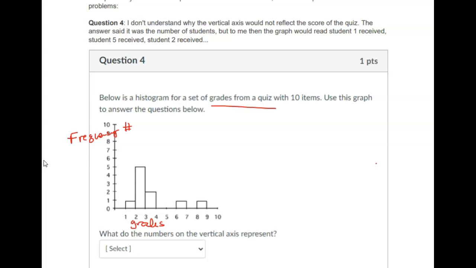All histograms are set this way, with the horizontal being the variable that you're interested in, and the vertical always being the frequency, or relative frequency if you want to change it to percentage.